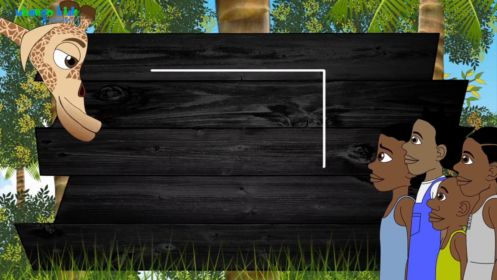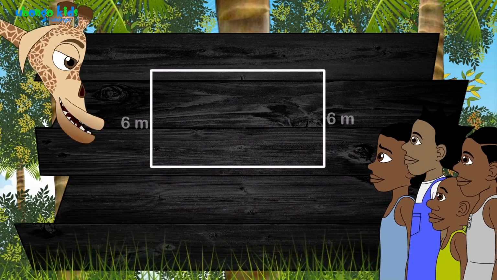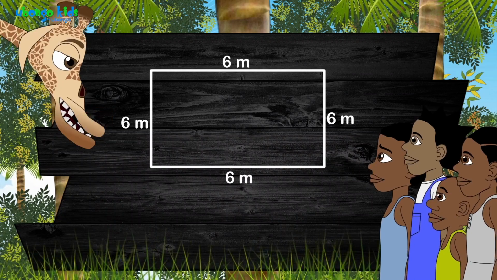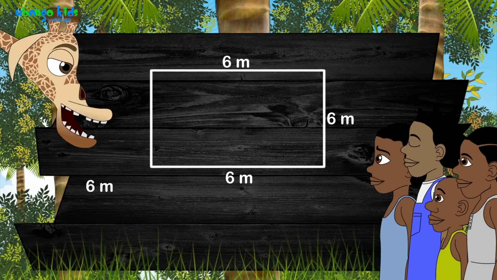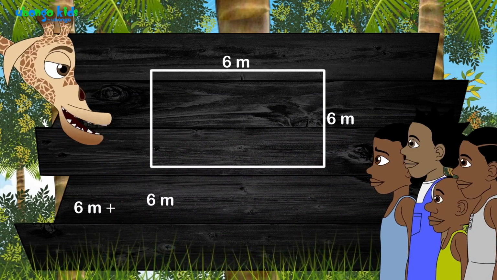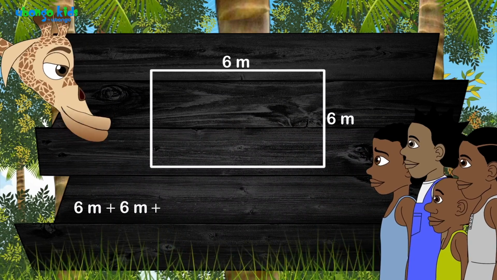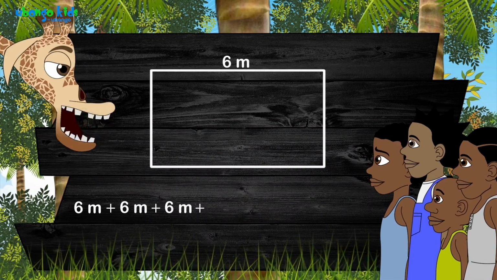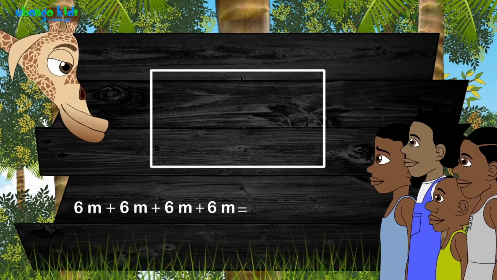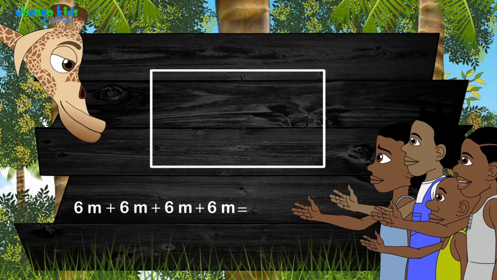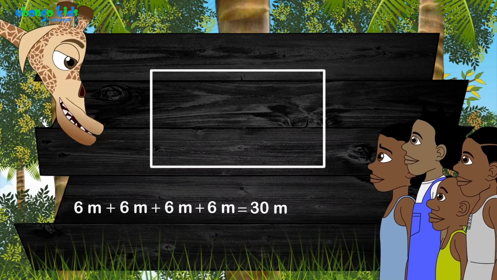Let me start by showing you the perimeter of this rectangle. The length and the width have already been placed. Now I start adding this up to know the perimeter. The length value is here, and I add it to the width value. I continue and add the length here, and I continue to add the final width here. How much is the perimeter? You know the answer already. We got 30 meters. Yes, that's right.